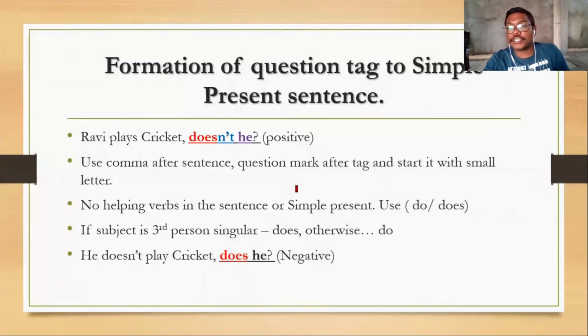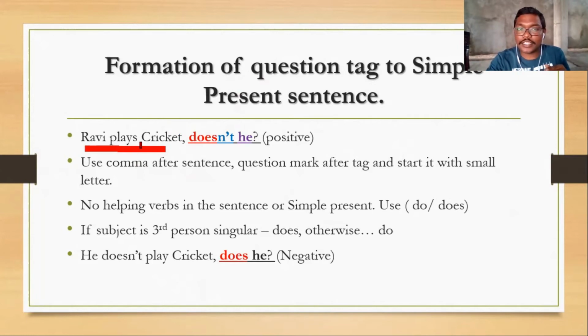See, formation of question tags in the simple present tense. Already we are discussing simple present tense. So, how to make question tags in the simple present tense? Here one positive sentence is given. Ravi plays cricket. So, as I said, the first point is you have to identify the sentence. Which sentence is it? This sentence is positive, so the tag should be negative. Negative means what? In the last class, I told you, you have to use not in the sentence or the statement, whatever it might be. You have to use not.